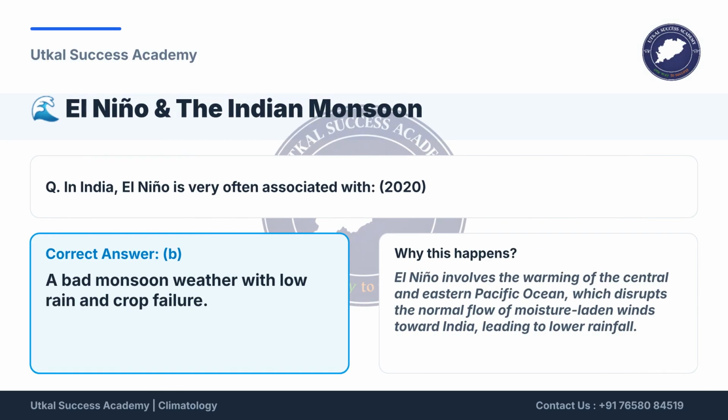A 2020 question links El Niño to India. The correct answer is a bad monsoon with low rain and crop failure. This occurs because the Pacific warming disrupts the normal winds and moisture flow towards India, reducing rainfall.